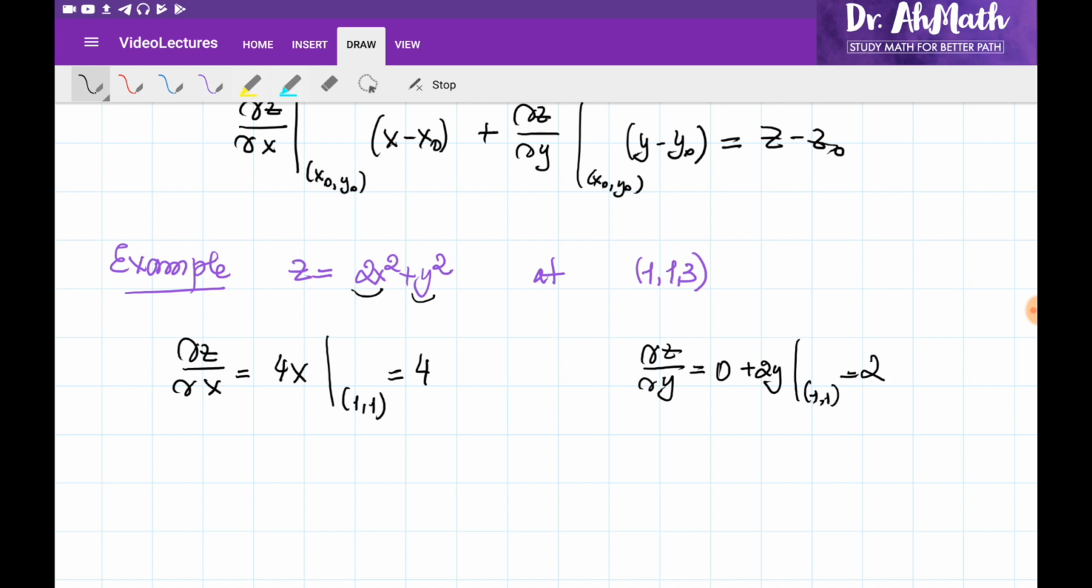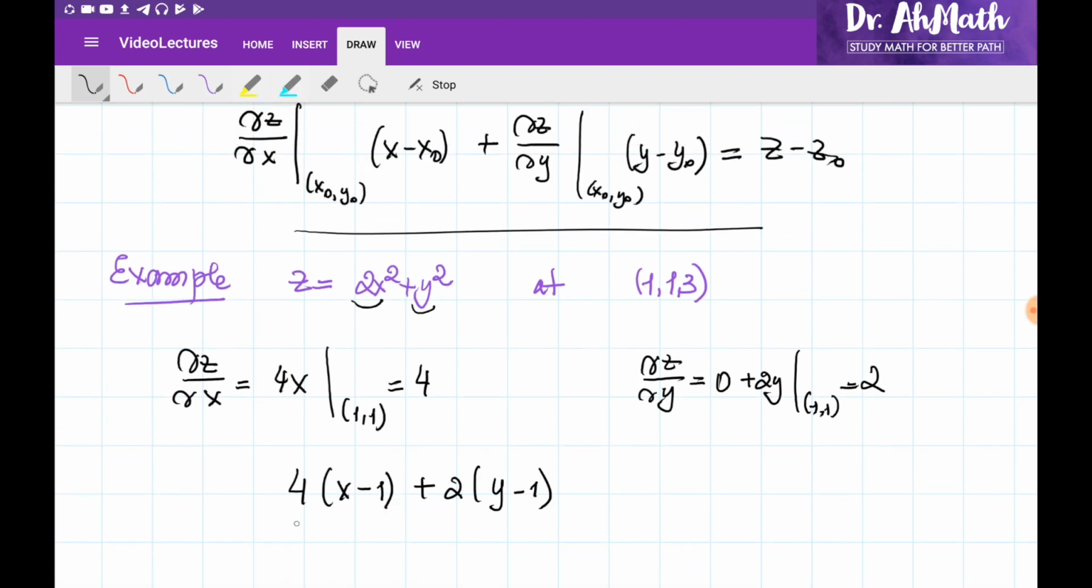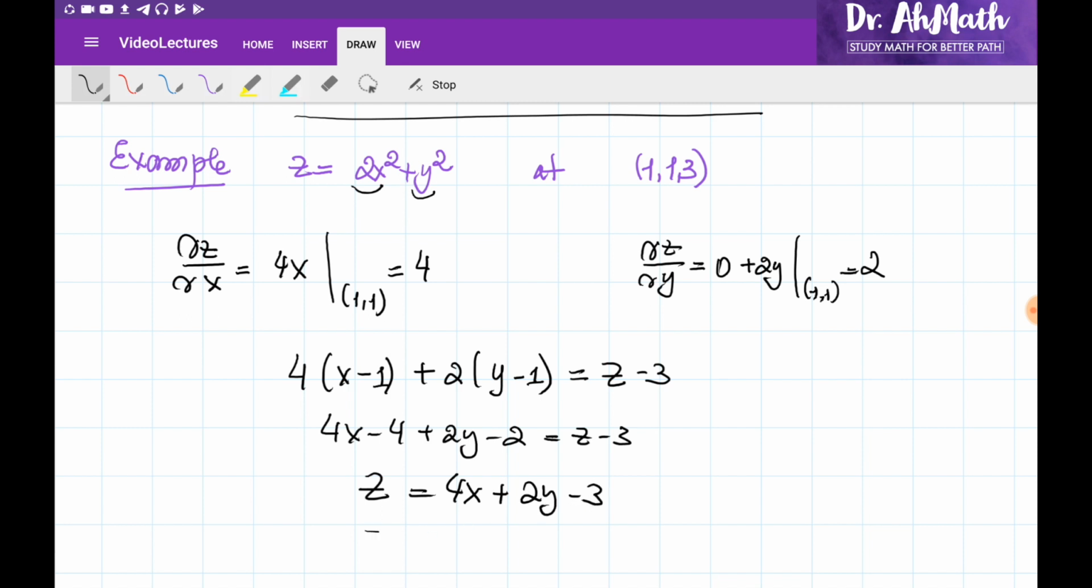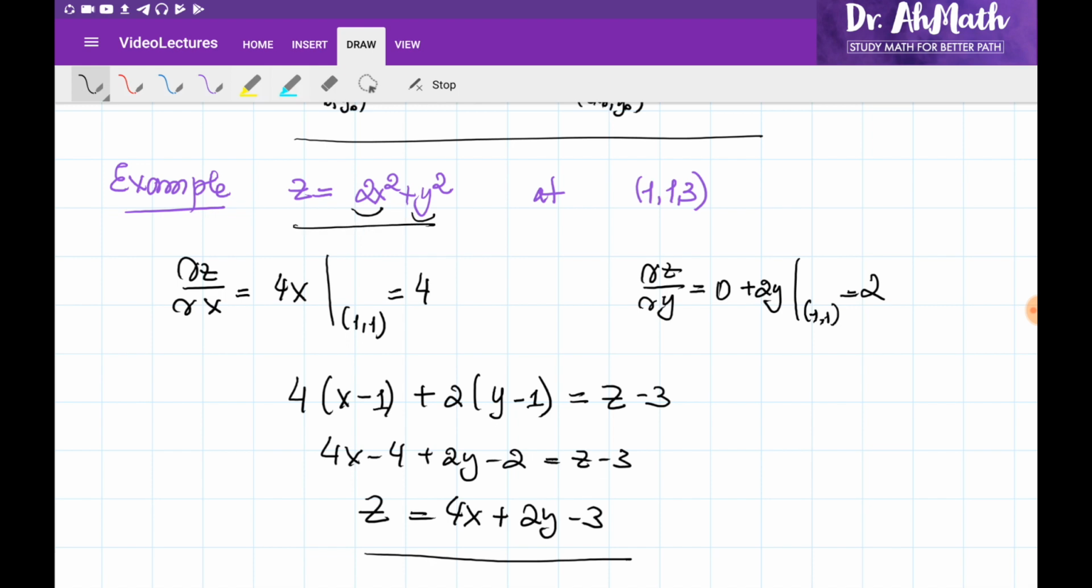Now we just need to substitute this into the general equation: 4 multiplied by x minus 1, where x0 is 1, plus 2 multiplied by y minus 1, where y0 is 1, is equal to z minus 3. If I open up the brackets, I get 4x minus 4 plus 2y minus 2 is equal to z minus 3. From here, I can obtain that z is equal to 4x plus 2y minus 3, which is the equation of the tangent plane to this surface at this point.